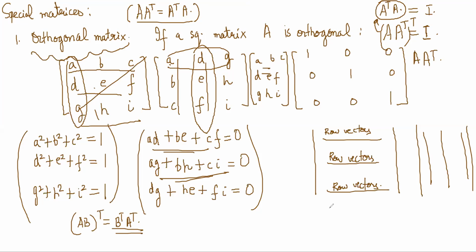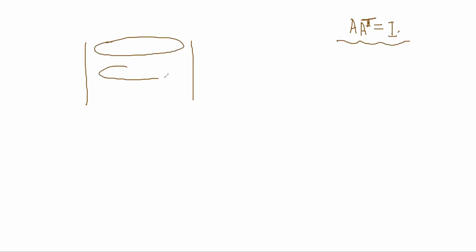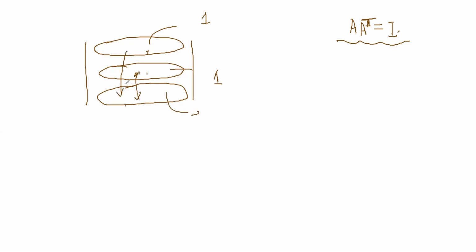What I want you to know is that the row vectors are modulus 1 and they are perpendicular to each other. Each row vector is perpendicular to the other. So it is very easy for you to check whether something is an orthogonal matrix or not. You don't have to actually do the multiplication. Check whether each vector is modulus 1, and check whether they are perpendicular to each other. Just for row vectors you can check it, that'll be enough.